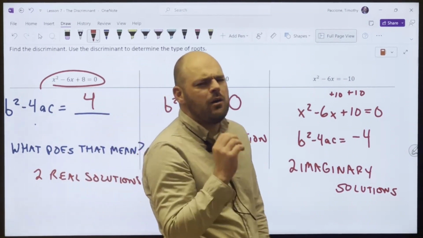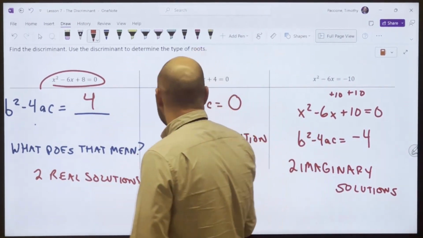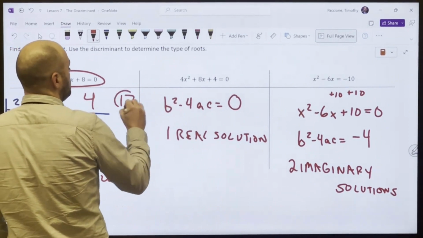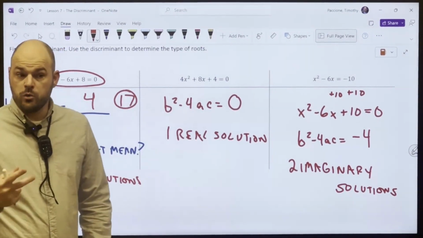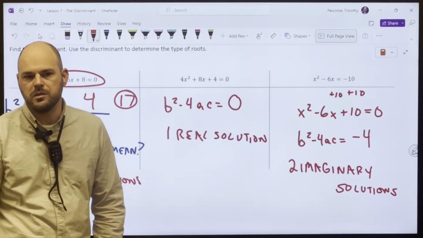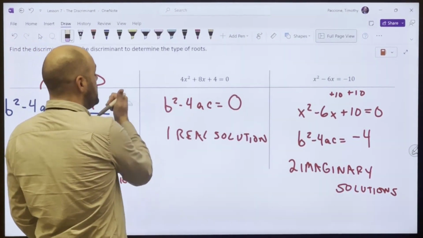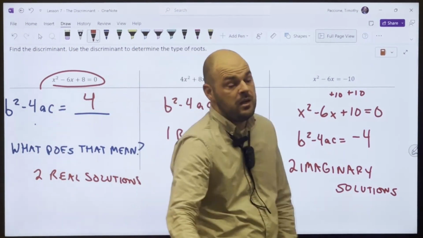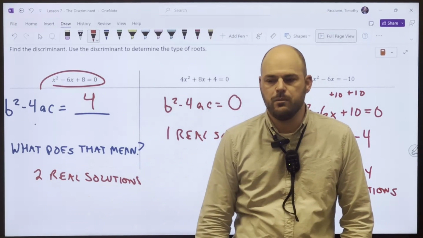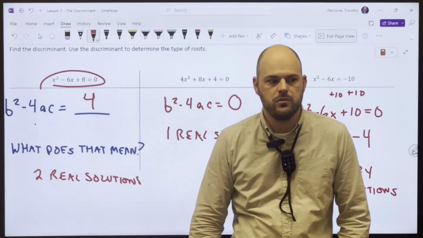All right. Now, one more thing, and then we'll be done. What if I got, like, 17 here? 2 real solutions, but can I factor it? No, I got to use the quadratic formula, right? So there's 2 scenarios where you got to use the quadratic formula. A positive non-perfect square and a negative number. Otherwise, you can try to factor it, okay?